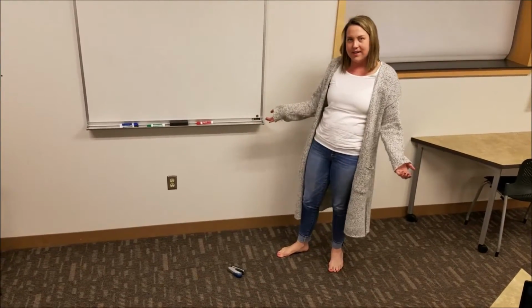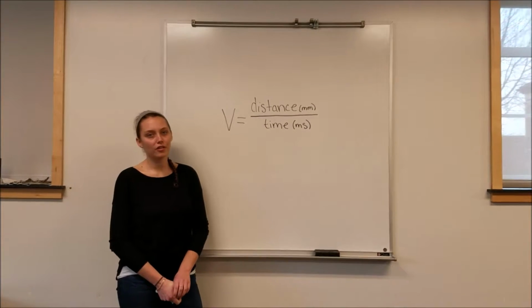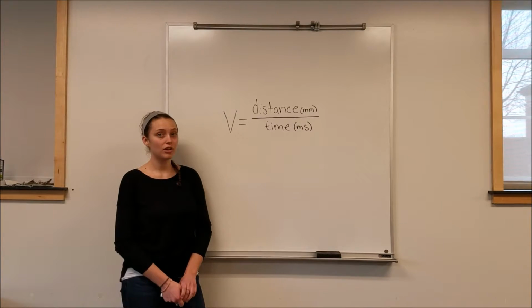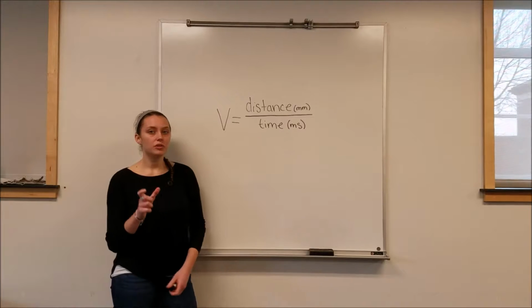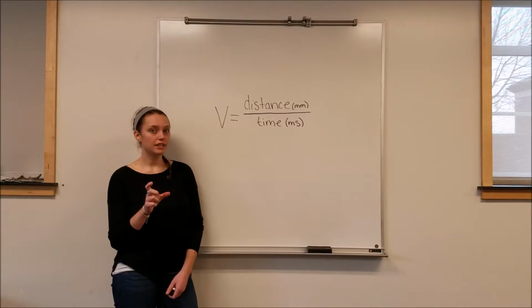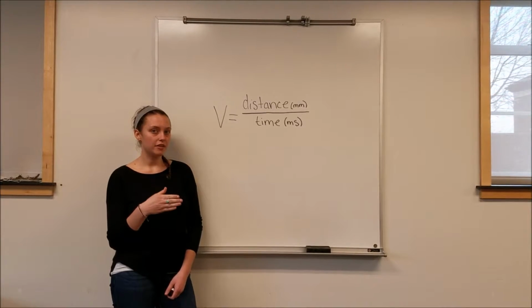So to measure the velocity of an action potential, we'll measure it just like we measure any other velocity. So we'll divide the distance traveled by the time taken to travel. And so for this experiment, we're using 2 different electrodes. So we'll measure the distance between those 2 electrodes, and then we'll measure the time that it takes to get from one electrode to the other.